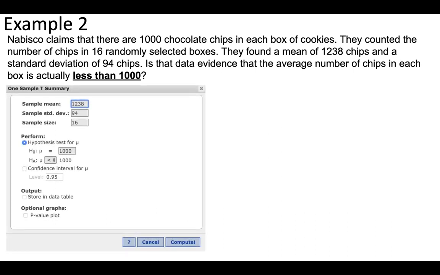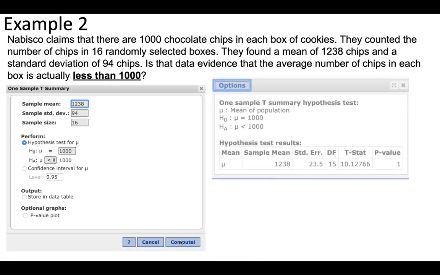Once again, I put in the sample size, which was the 16 boxes. I put in the mean and I put in the standard deviation. This time I went to hypothesis test. Notice I put in 1,000 over here. The question was, is that data evidence that the average number of chips in each box is actually less than 1,000? So I chose less than here. I went to compute, and I got a p-value of 1. So 1 is obviously bigger than 0.05.